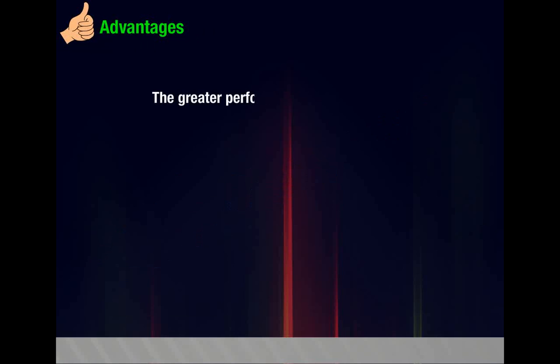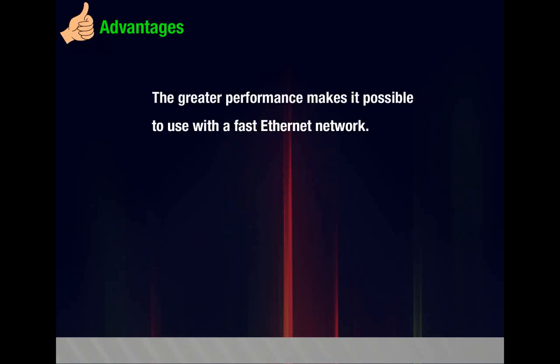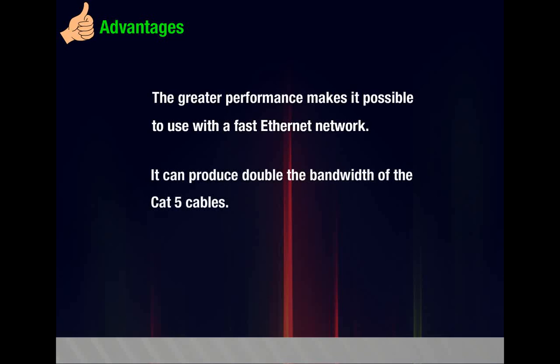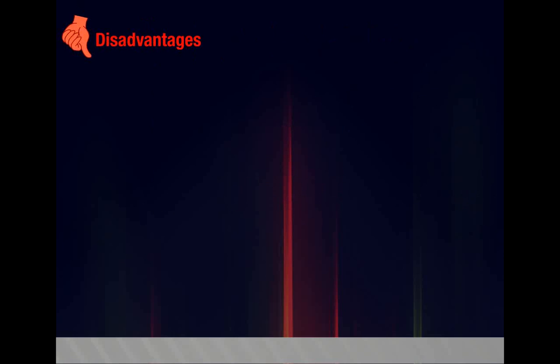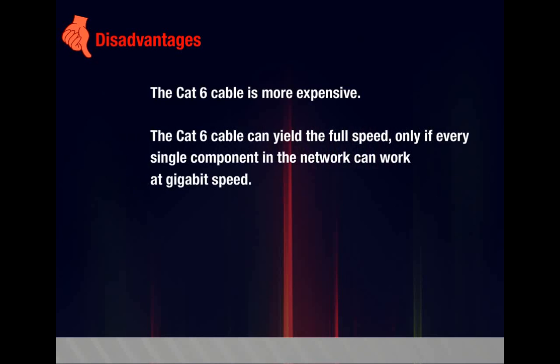Advantages: the greater performance makes it possible to use with a fast Ethernet network. It can produce double the bandwidth of the Cat5 cables. Disadvantages: the Cat6 cable is more expensive. The Cat6 cable can yield full speed only if every single component in the network can work at gigabit speed.